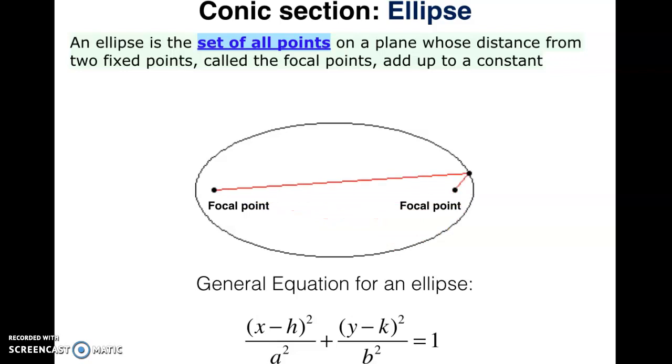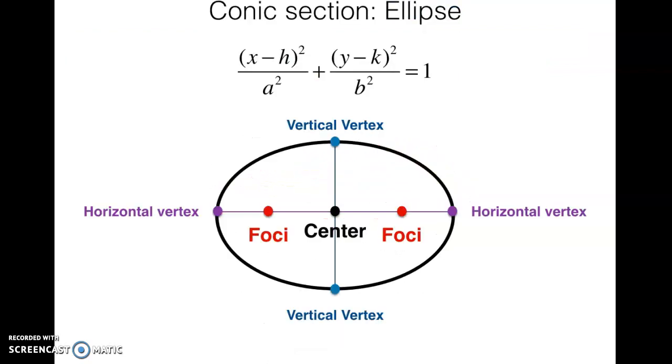The general equation for an ellipse is (x minus h) quantity squared, divided by a squared, plus (y minus k) quantity squared, divided by b squared, equals 1. The conic section of the ellipse is composed of several points: the center, two focal points, two vertical vertices, and two horizontal vertices.